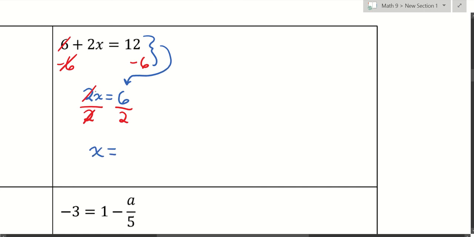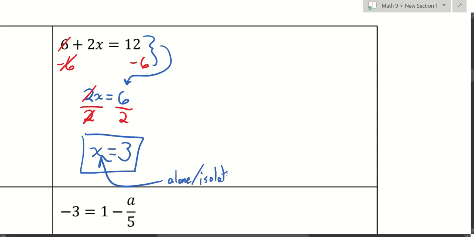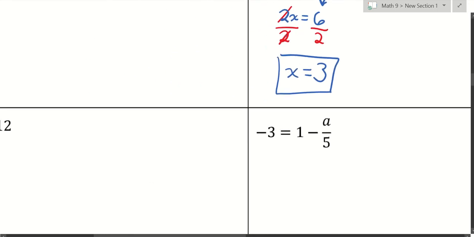So I just have x on my left-hand side. The 2 divided by 2 just canceled out to 1. You could say 1x, but it's really just simpler to write x. So we'll just write x. 6 divided by 2 is 3, and that is our solution, right? Our variable has been isolated. It is alone on one side. And we have one possible value for that variable, and that's our solution.